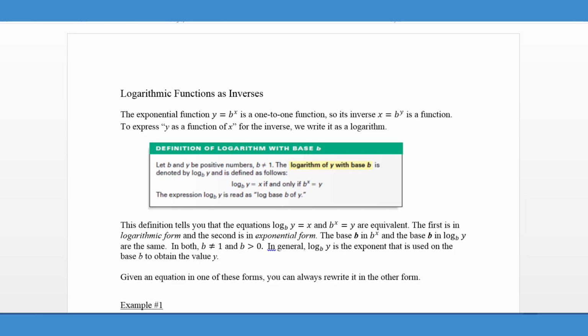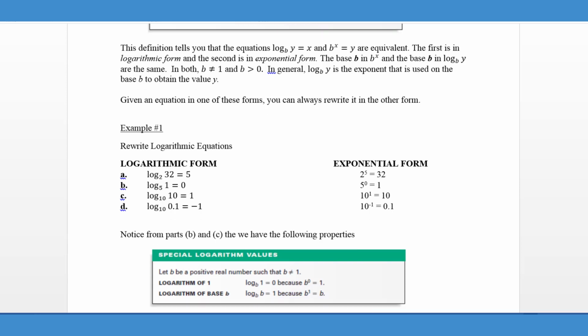Now, the very first thing that you're going to have to learn how to do is rewrite logs to exponential form and exponentials to logs. What I like to do is just show you a little trick that I tend to do to give myself some guidance. I'll look at example number 1 just to show you. So if I have something written in log form, I'll just take this first one. This is log base 2 of 32 equals 5.